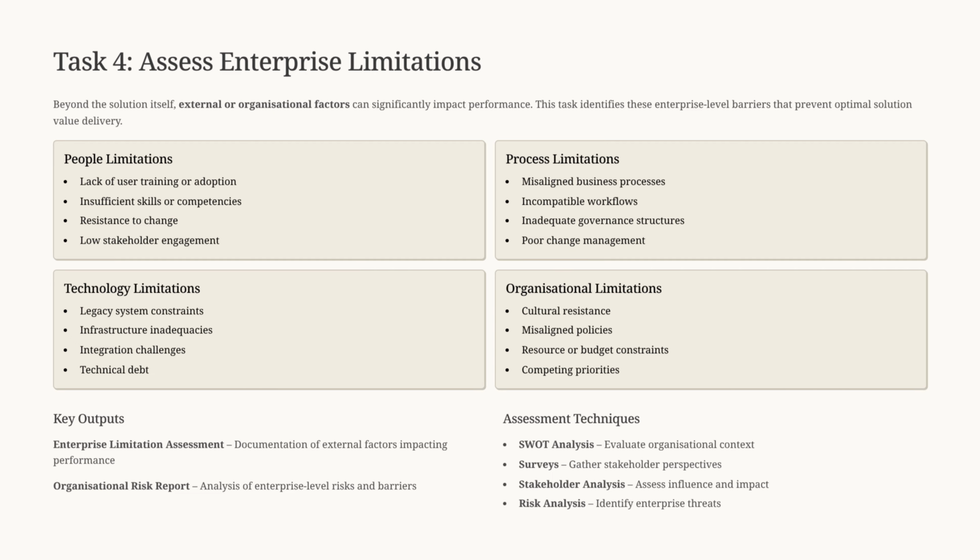The outputs are enterprise limitation assessments and organizational risk reports. We use techniques like SWOT analysis, stakeholder analysis, and surveys to identify these external blockers. A good example: a new ERP system works flawlessly, but department heads refuse to share data between teams. That's not a technical issue, it's an enterprise one. And unless we address those, even the best systems will underperform.